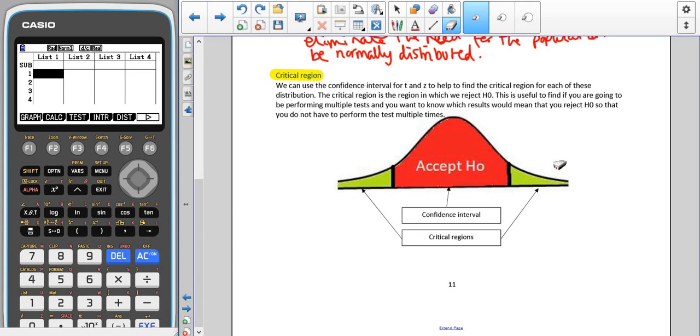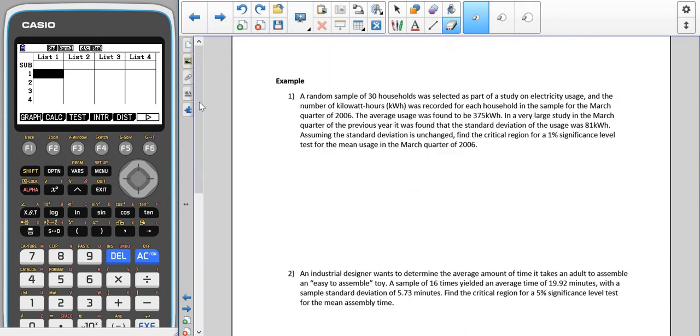As I just explained, this is only for two tails that we would have, one at either end. If it was a one-tail test, then it would just be the values above something. And if it was the other tail, it could also be below it. So we're going to have a look at an example.